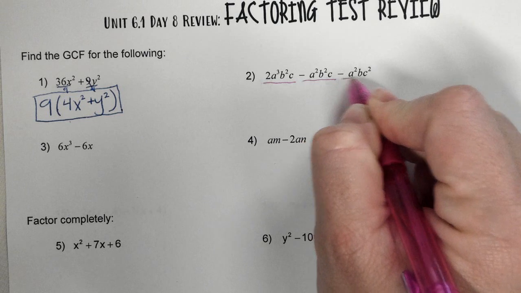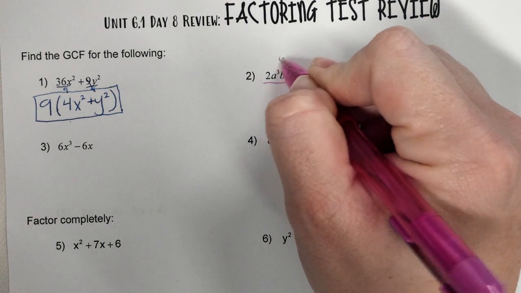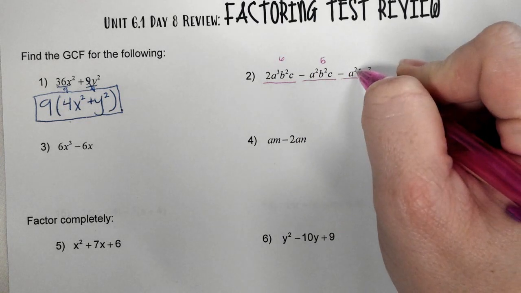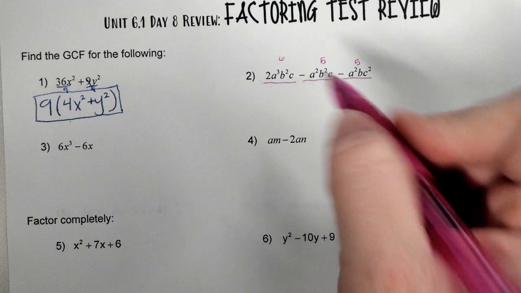So this is a term, this is a term, this is a term. So this is a degree of 3, 4, 5, 6. This is a degree of 6. 2, 4, 5. And 2, 3, 4, 5. So this is in order. So we're good. Okay, so now look for a GCF.